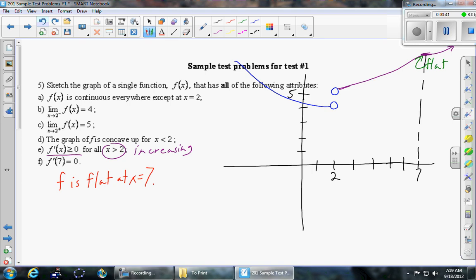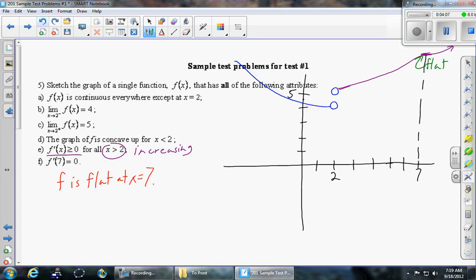Part A, it says f is continuous everywhere except at x equals 2. And it is. We've got that jump discontinuity. In part B, limit from the left is 4. So from the left, we're supposed to approach 4, and we do. In part C, the limit from the right is 5. So from the right, we approach y equals 5, and we do. The graph is concave up for all x less than 2. So that's this piece right here, and it is concave up the whole time.